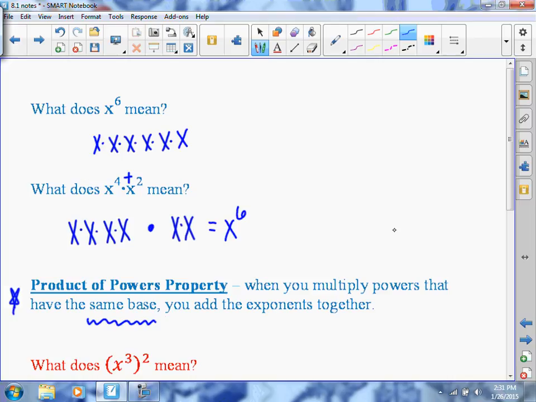That wouldn't work if you had x to the fourth times y squared. You could not combine those with the product of powers property. The bases have to be the same.